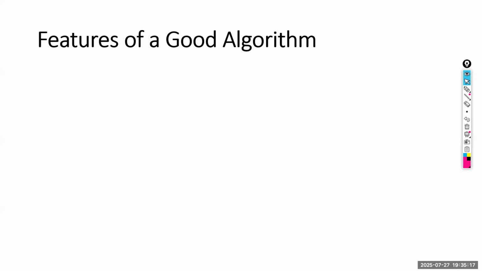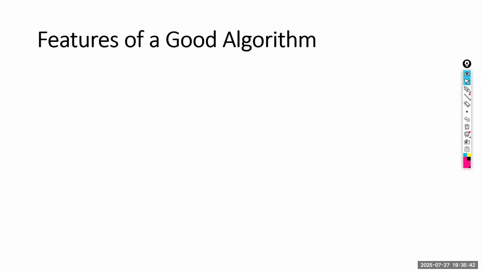Efficient. Yes, good algorithms are efficient. But before efficient, what is the first thing? Because efficient comes later. Effective. So a good algorithm is effective. That means it does the work, it solves the problem. That is number one. If it is not effective, there's no point being efficient, right? But after effective, yes, efficient.